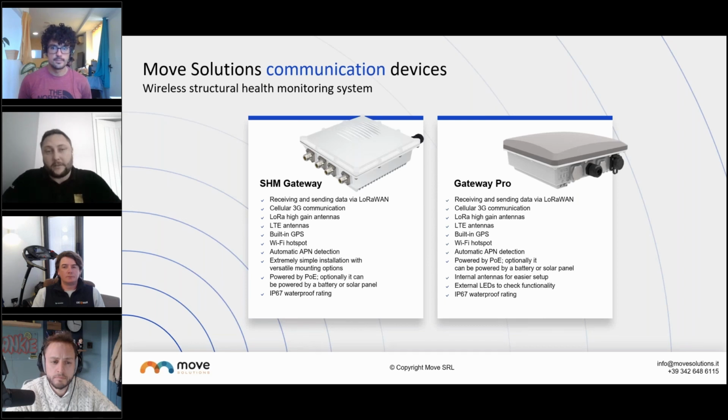Onto the gateways. So the SHM gateway, which is the older model, the Gateway Pro is actually the newest one. Gateway Pro, again, connecting to the sensors via LoRaWAN. You can get direct 12 volts now. It's powered over Ethernet as well. Easy access to the SIM card should you need one. And yeah, these are the devices that are generally used on site to push the data onto the platform.